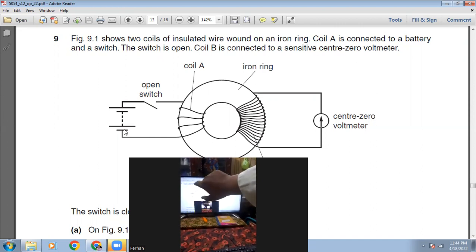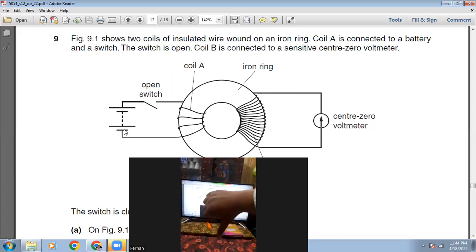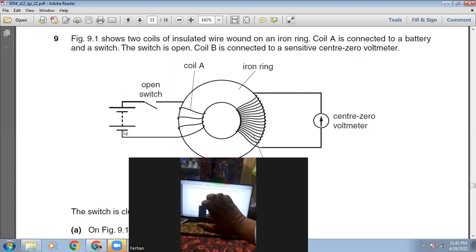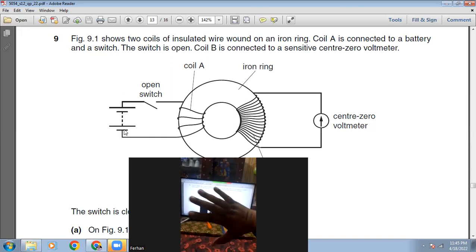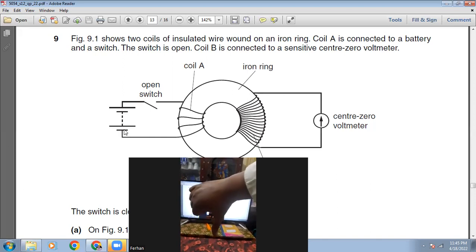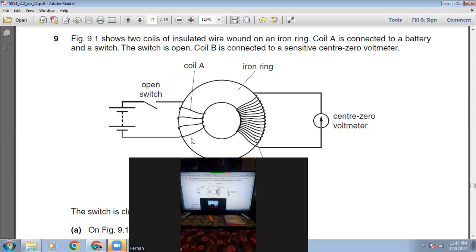So when the current flows through coil A, coil A will become an electromagnet and its north will be in the downward direction. How do I know this? I'm using the right hand rule. The curls of my fingers are along the direction of the conventional current in that solenoid, and my thumb is pointing towards the north of that electromagnet. So the north pole will be here and the south pole will be here.